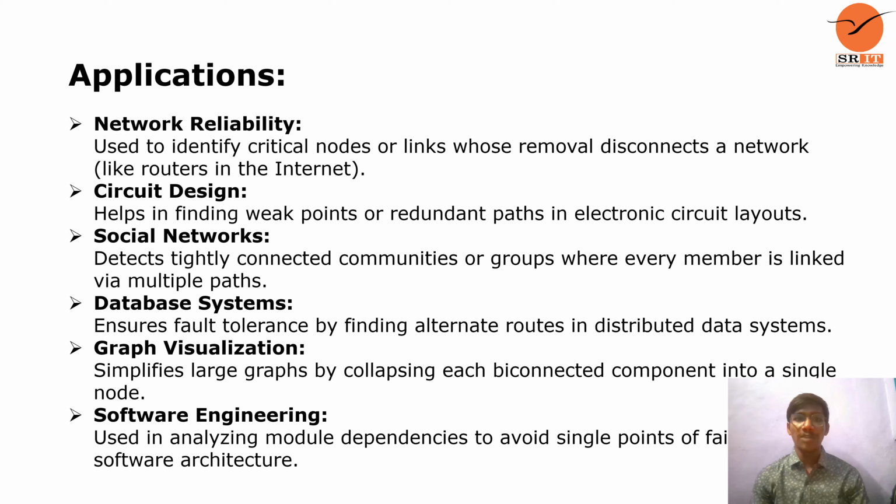Applications. Network reliability: used to identify critical nodes or links whose removal disconnects a network. Circuit design: helps in finding weak points or redundant paths in electronic circuit layouts. Social networks: detects tightly connected communities or groups where every member is linked via multiple paths. Database systems: ensures fault tolerance by alternate routes in distributed data systems.